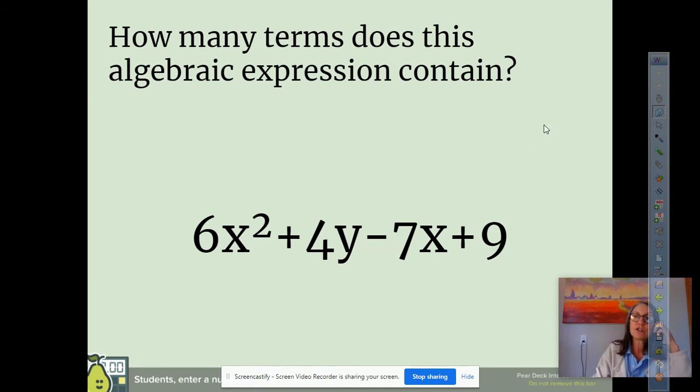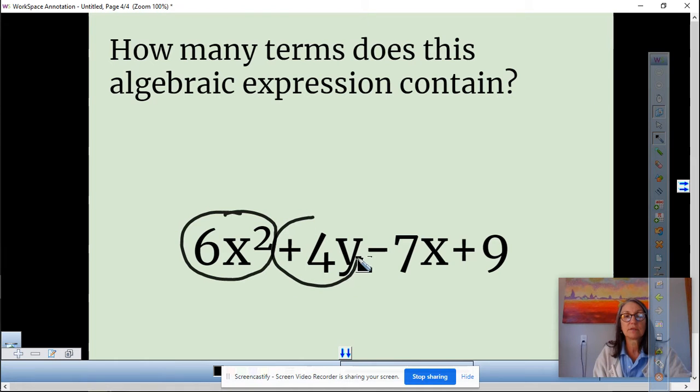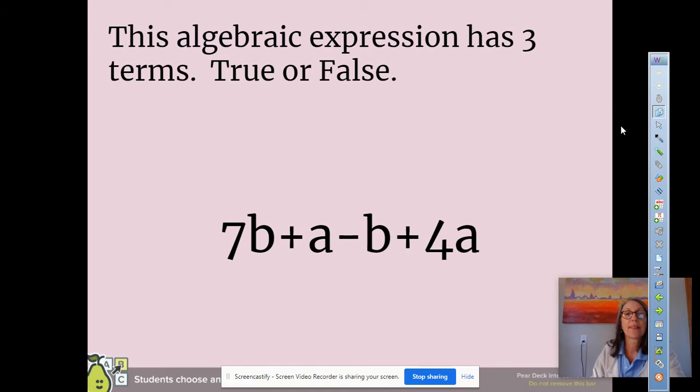How many terms do you see here? Well, let's look for the plus and minuses. There's one, there's one, there's one. So we've got this one, and this one, and this one. And here it's very important that I'm including the sign with the term. So those are our terms: 6x squared, 4y, -6, 7x, and 9. This algebraic expression has 3 terms.